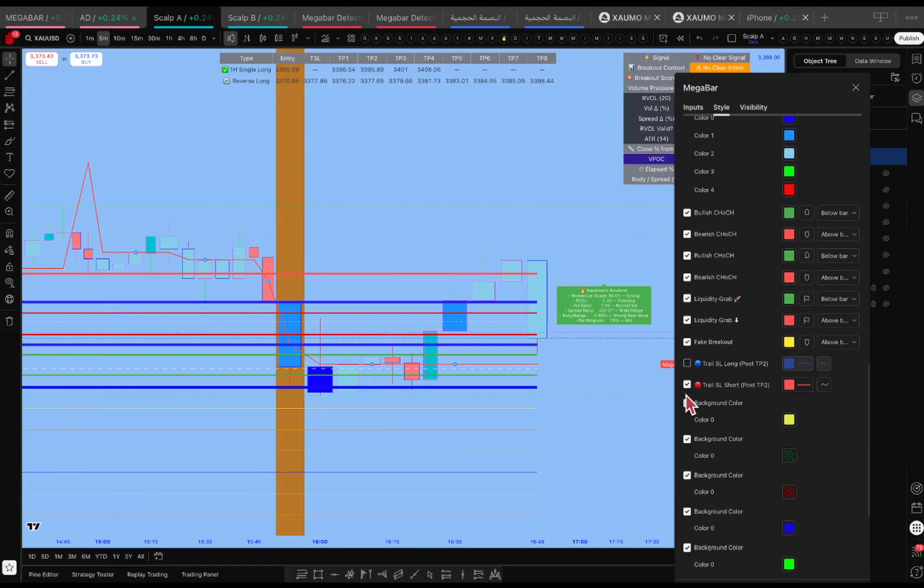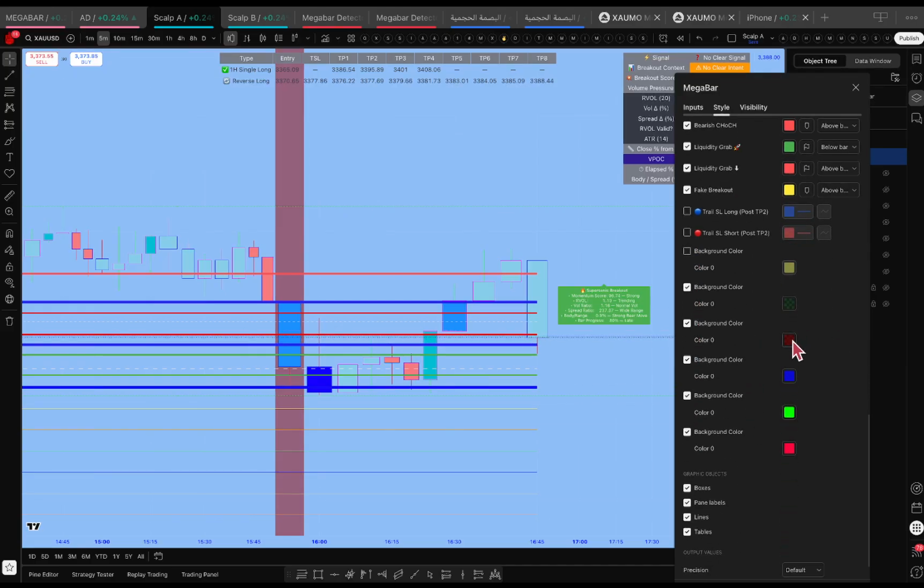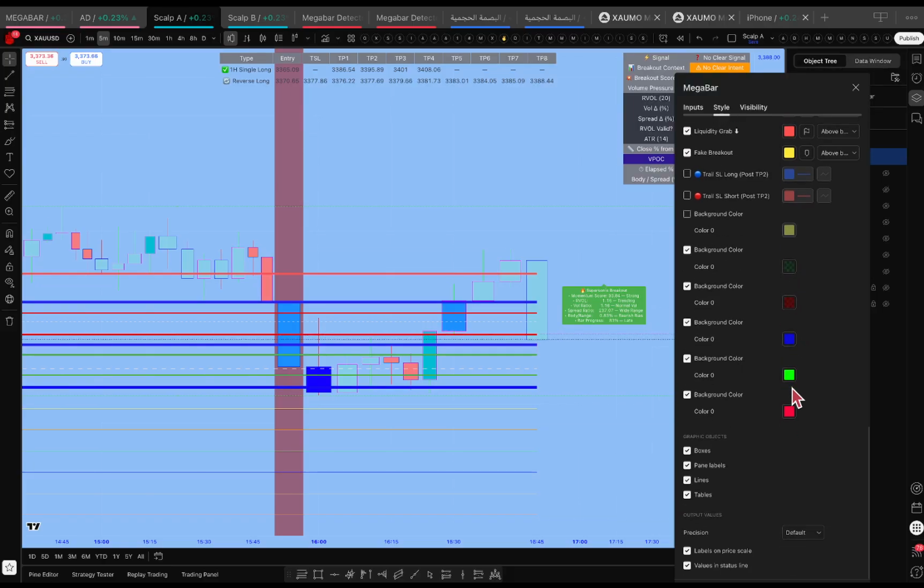We knock them out. And we have the background. As you see here, we have 5 backgrounds. The yellow, which was a pre-mega bar. And let's put this here. This is their actual background. If you have a bullish, this is once you have a strong supersonic breakout, and you have the boxes and the pins, you can change that.